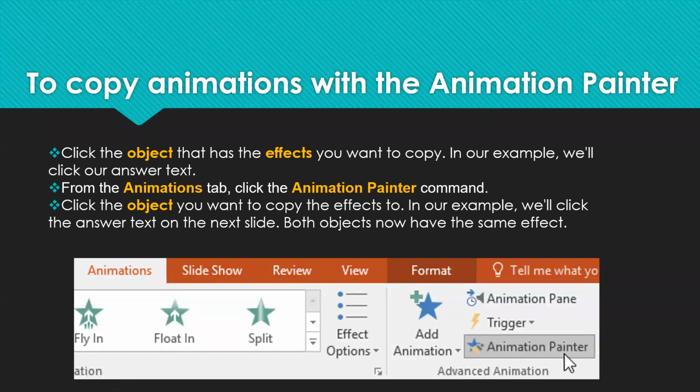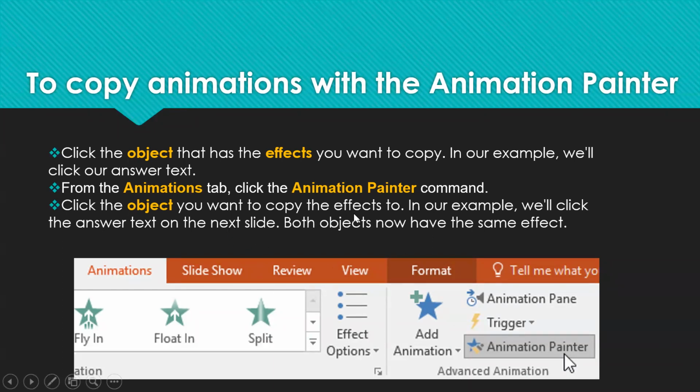How to copy animations with the animation painter. Click the object that has the effects you want to copy. In our example, we'll click our answer text. From the Animations tab, click the Animation Painter command, which is shown here. So go to the Animations tab, and there is the thing called Animation Painter.